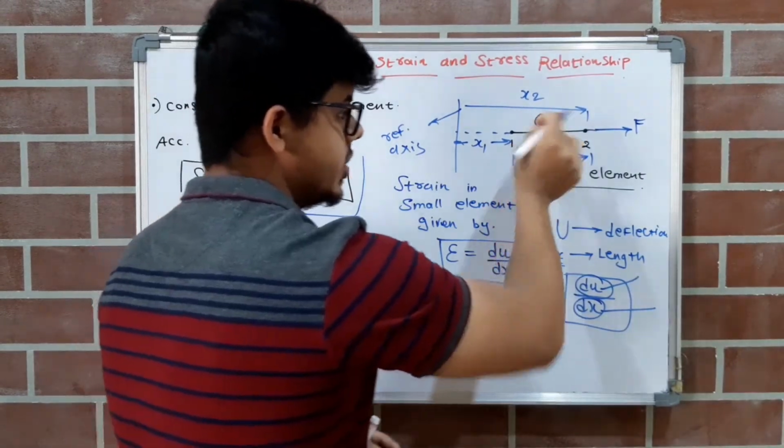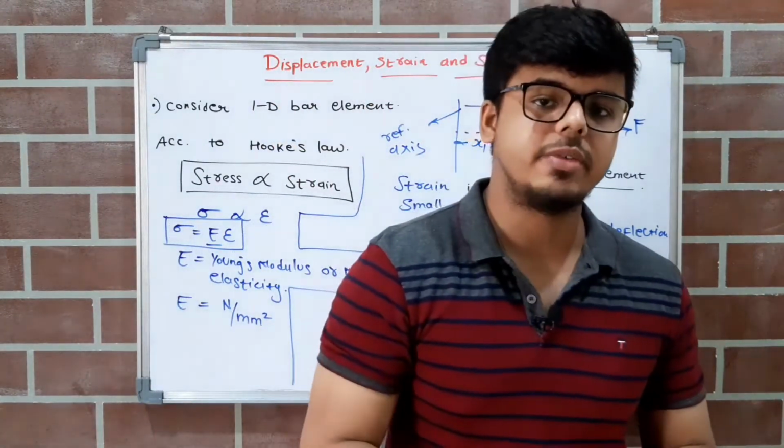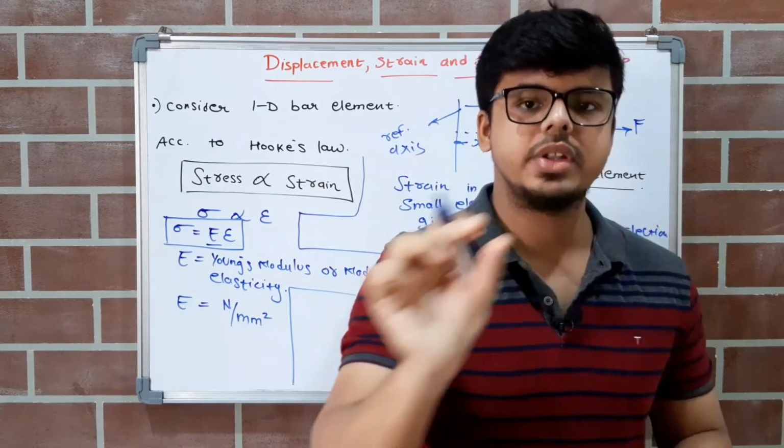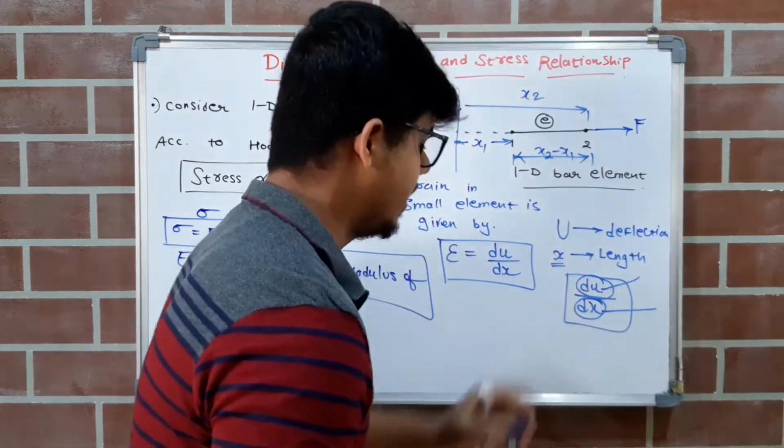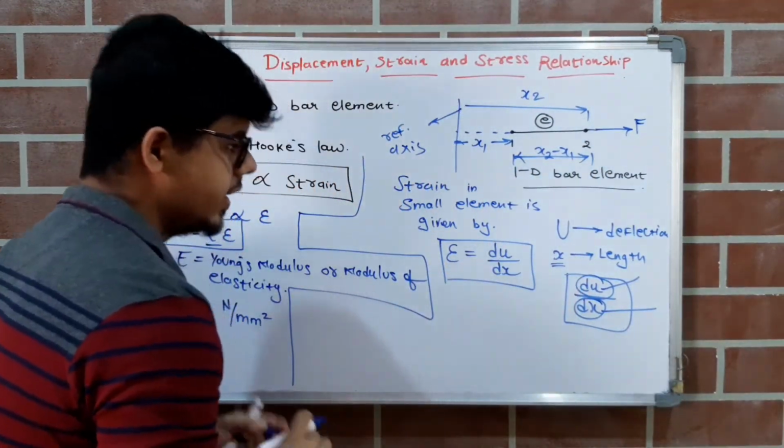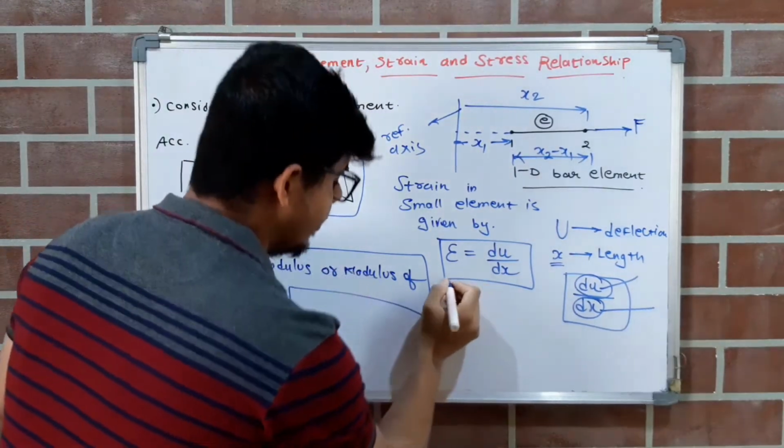So the strain in that small element is represented by what? Small deflection upon the length. So it is deflection upon length, so it is du by dx, right? So I hope you got this.